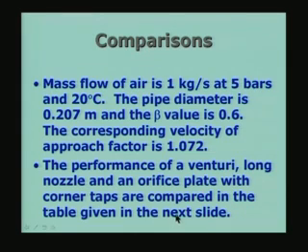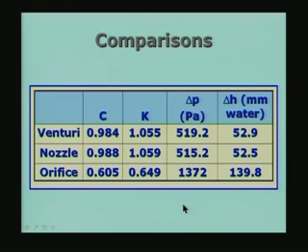So the performance of a Venturi, long nozzle, and orifice plate with corner taps are compared in the table given in the next slide. What is going to happen is that the value of C is different for the three cases, and therefore to that extent there will be changes in the performance. If I look at the comparison of the Venturi, nozzle and orifice, the values of C are determined, and in fact you remember in example 38 I had 0.984. For the nozzle I use the appropriate expression which was given in the earlier lecture. So this works out to be 0.988. For the orifice it comes to 0.605.